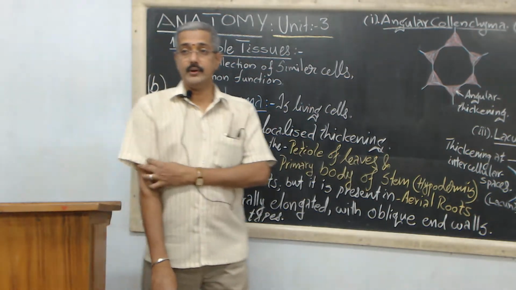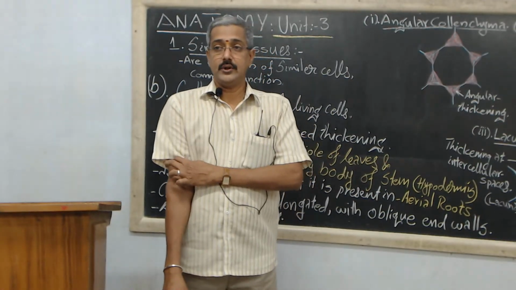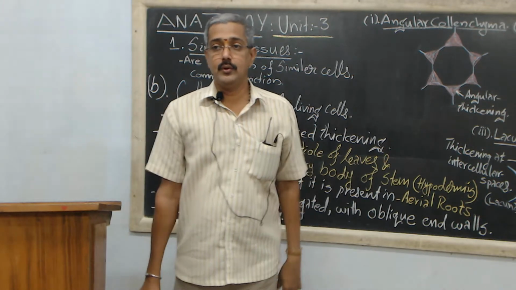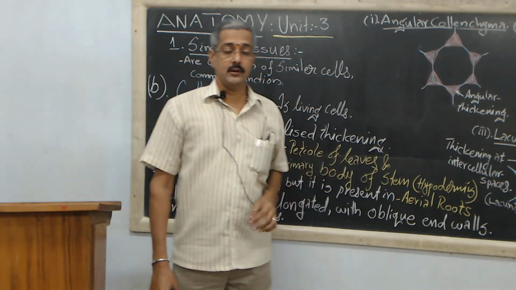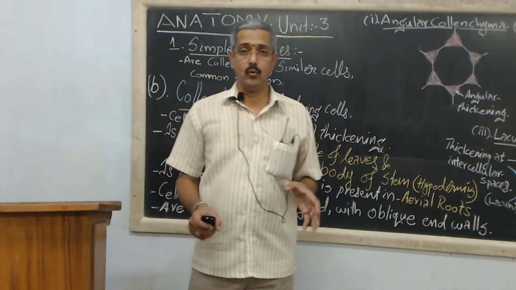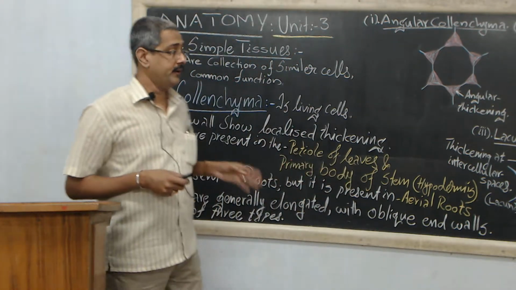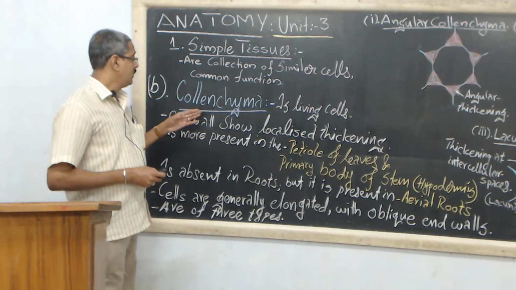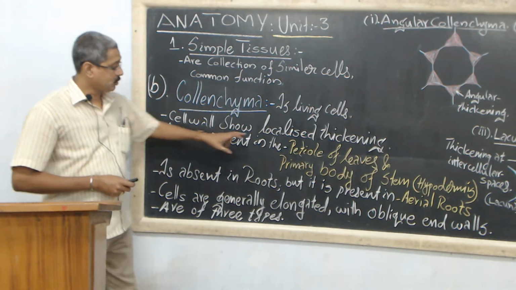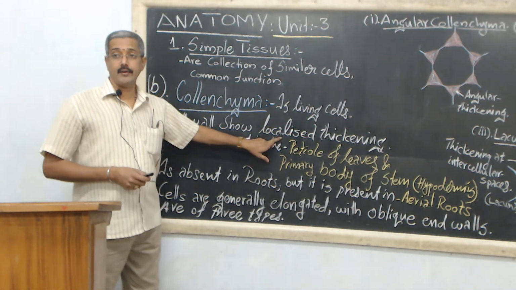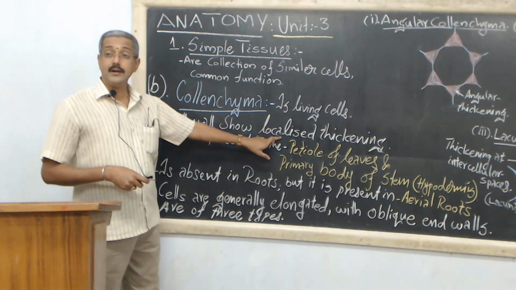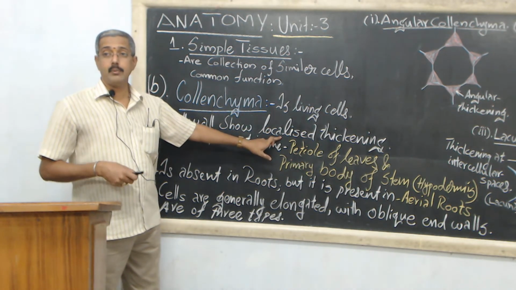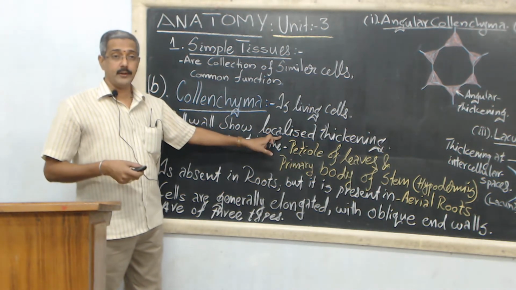As we see in the first type of simple tissue, it is named as parenchyma. The cells do not show any cell wall thickening. But here in the second type of cells or tissues, which is named as collenchyma, which show localized thickening. That is the importance. That is the structural difference from a normal parenchyma to a collenchyma.